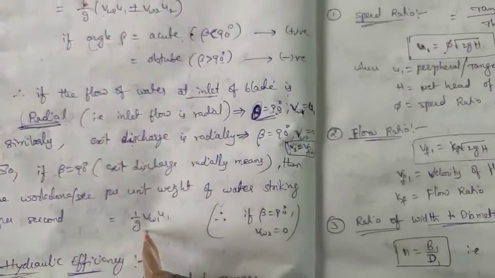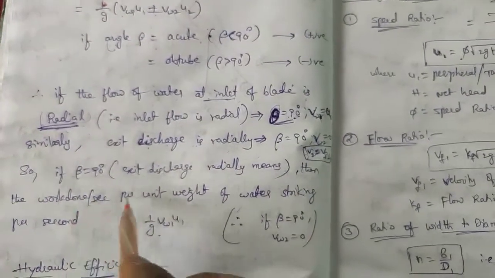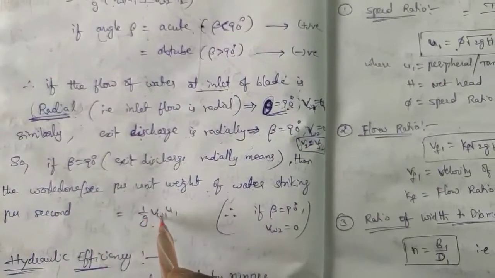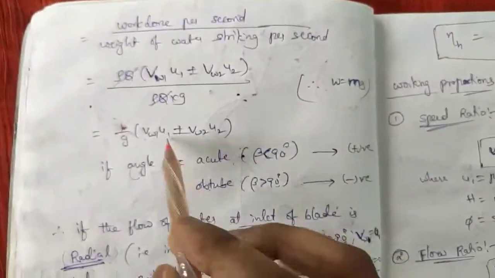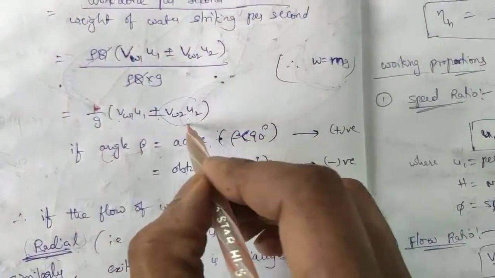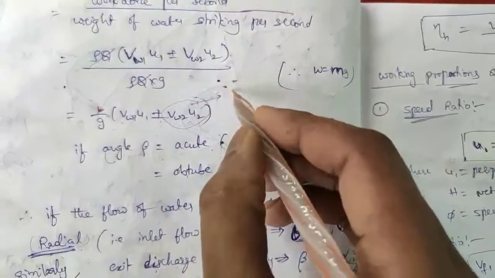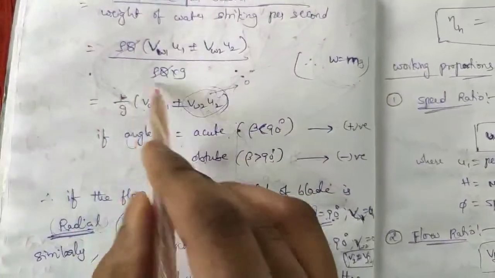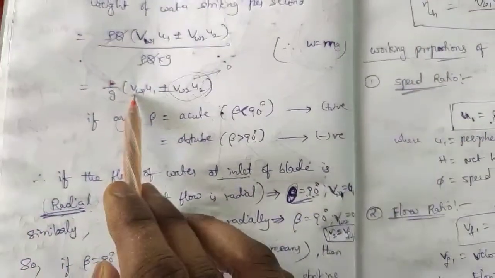That is what I am writing here. This is the work done per second. Per unit weight of water striking per second, 1 by G VW1 U1. And here also, if you substitute VW2 equal to 0, this term is 0. So we obtain 1 by G VW1 U1.